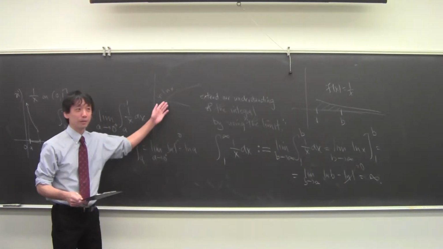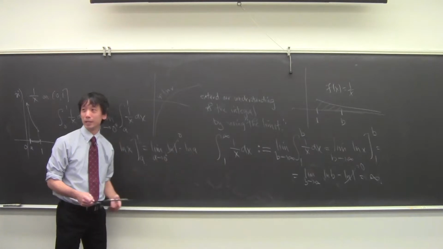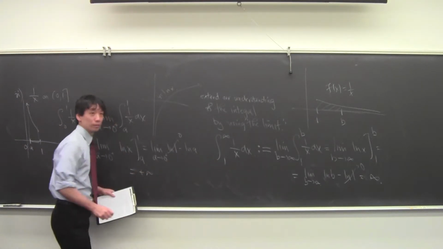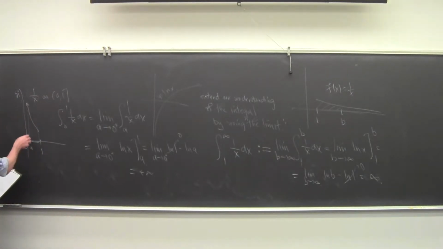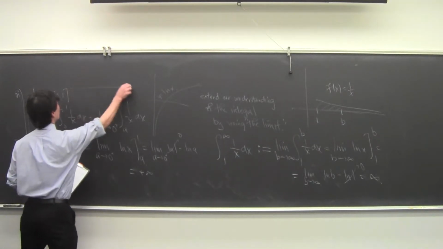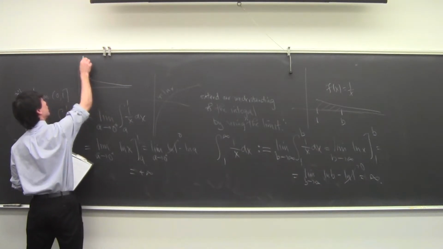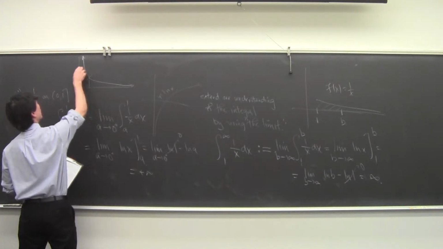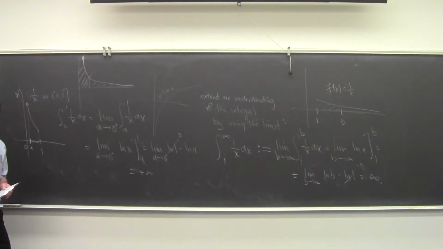Natural log looks like this. It goes to negative infinity, and so we get positive infinity again. So this area and this area both go to infinity.